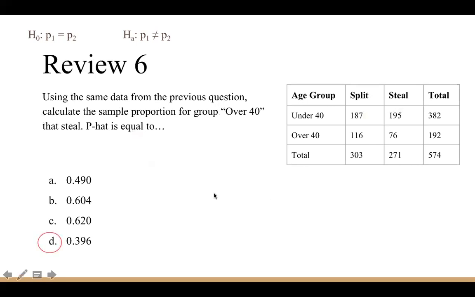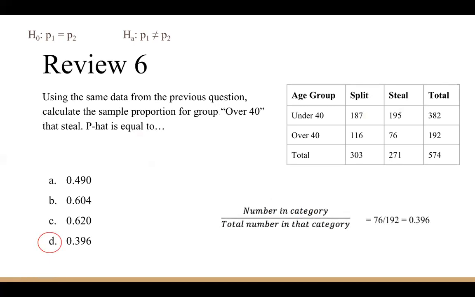All right, great. Yes, D is our answer here. So I'm just asking for the sample proportion here. So to calculate the sample proportion, I asked for the group over 40 that steal. So you would want to look in the age group of those who are over 40 and then specify those that steal as the number in that category that I was looking for, and then divide that by the total number in the group over 40. So 76 over 192 equals 0.396 is our answer. So great job.